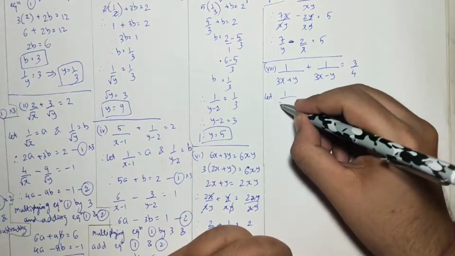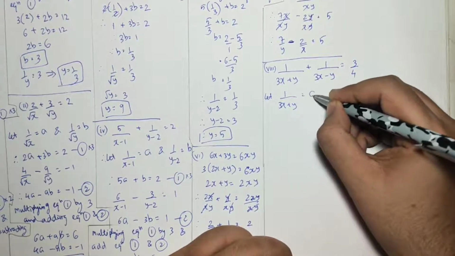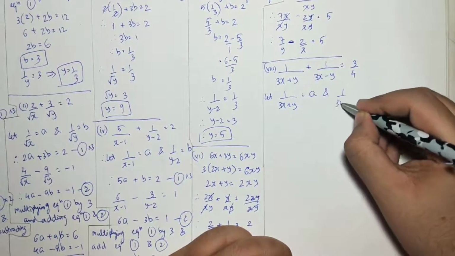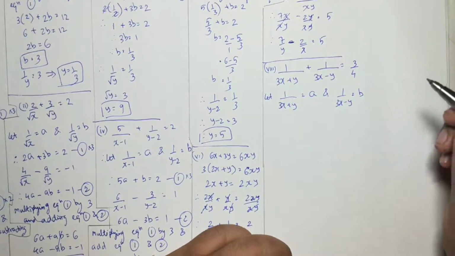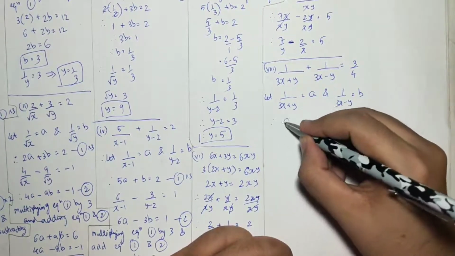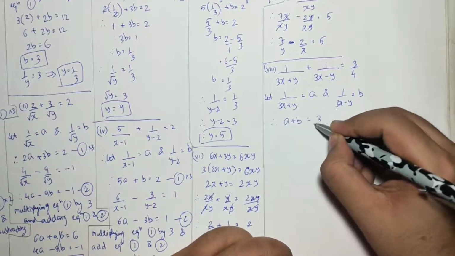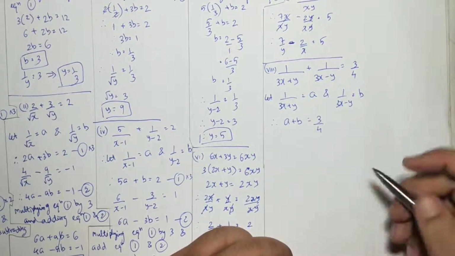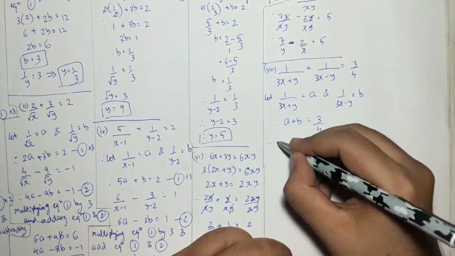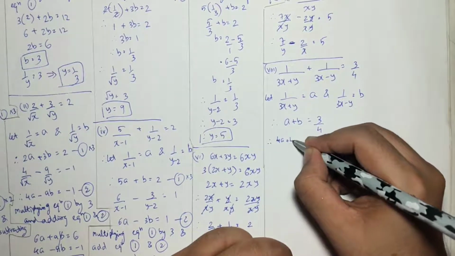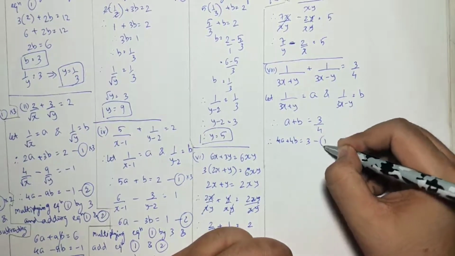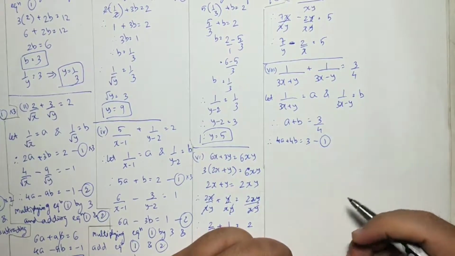So let 1 upon 3x plus y equals to a and 1 upon 3x minus y equals to b. So this will become a plus b equals to 3 by 4. This 4 will get multiplied over here. So 4a plus 4b equals to 3. This is your first equation.